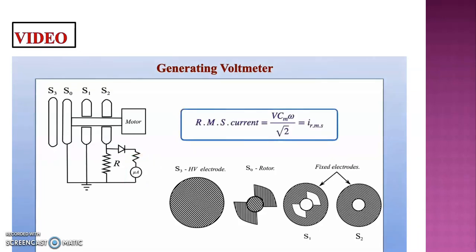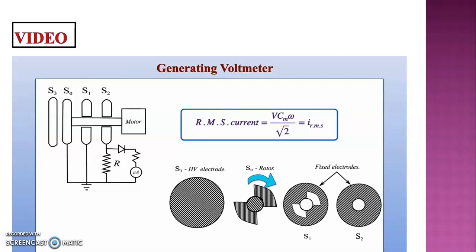So the RMS current equation that we have mentioned in the earlier slide is again reproduced here as equal to V Cm omega upon root 2, where omega depends upon the speed of the motor, which will remain constant, and Cm is the maximum value of capacitance that will be induced across electrode S2 with respect to S1. Kindly observe that only electrode S0 is having rotational axis. It will be rotating while all other electrodes will be fixed.